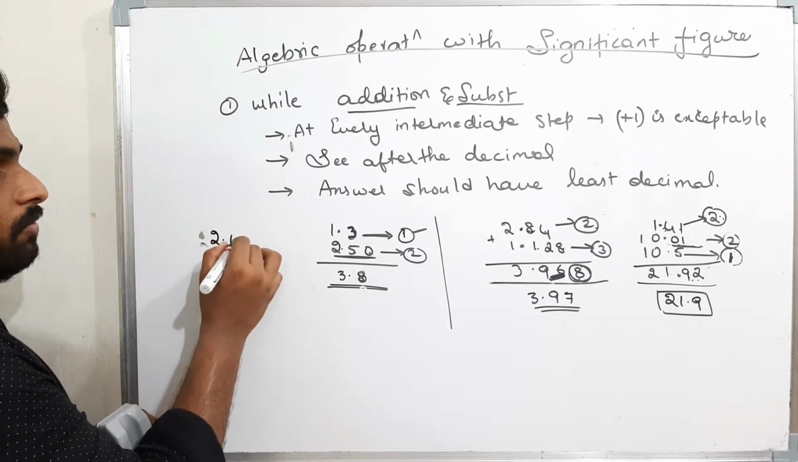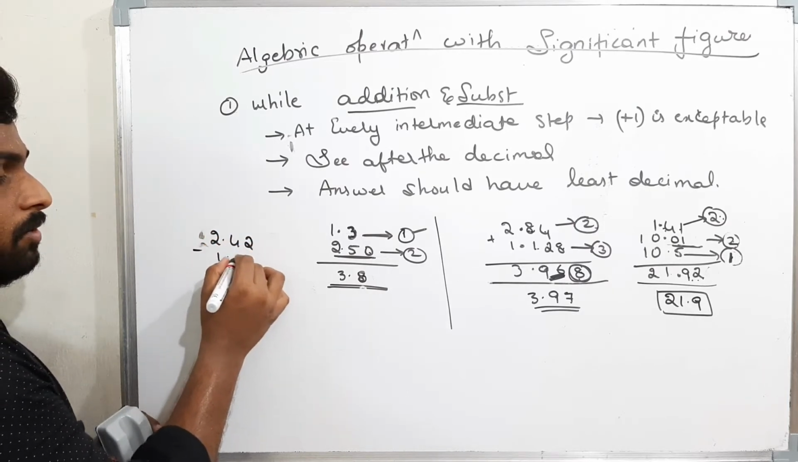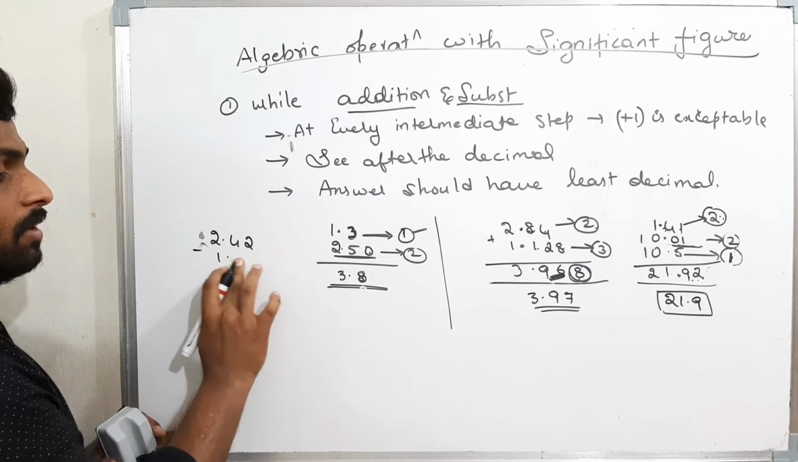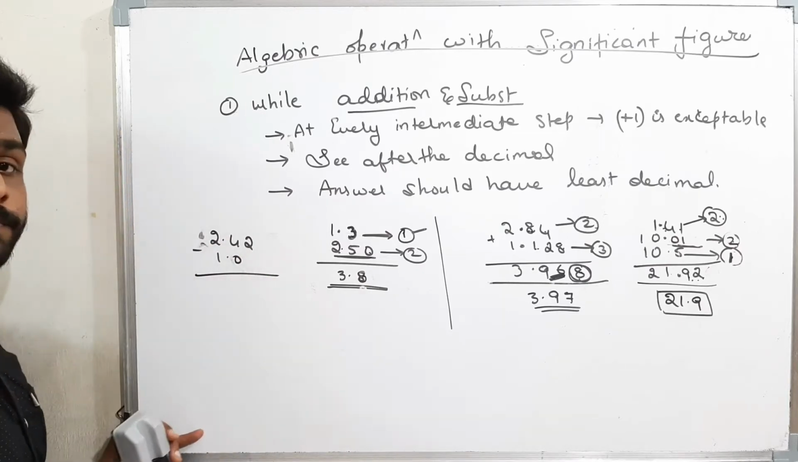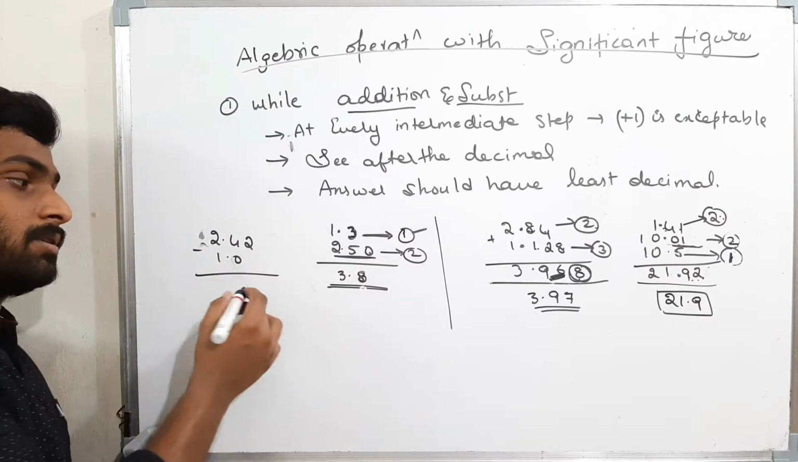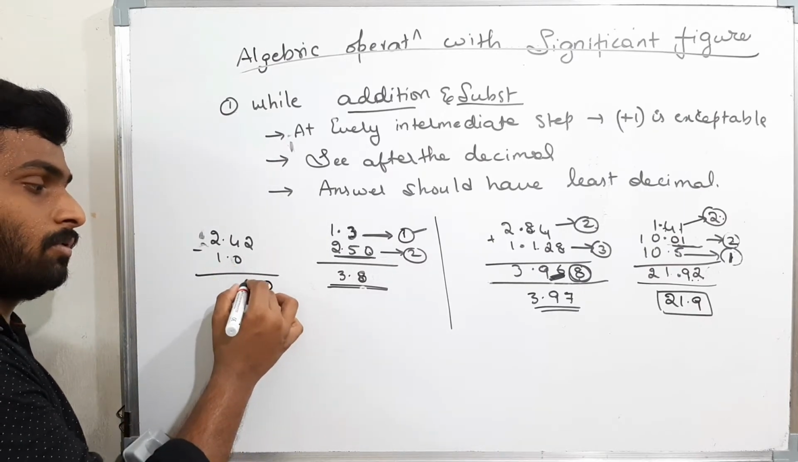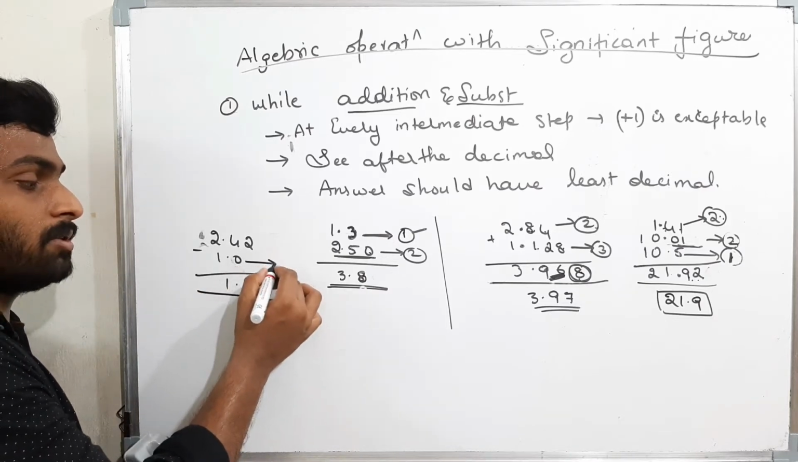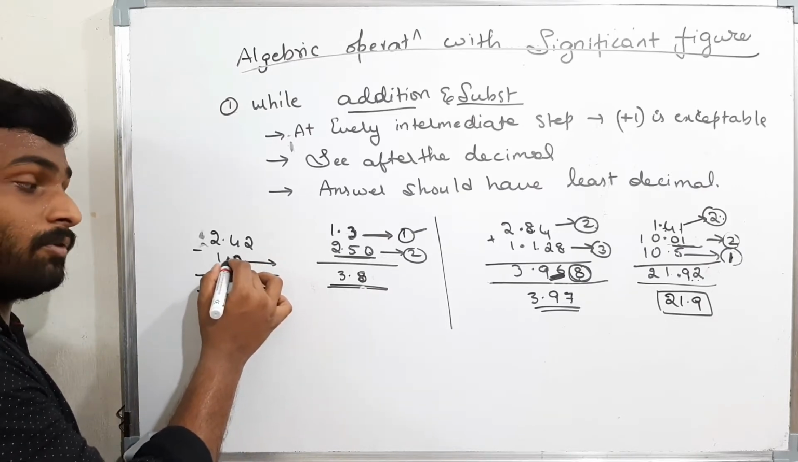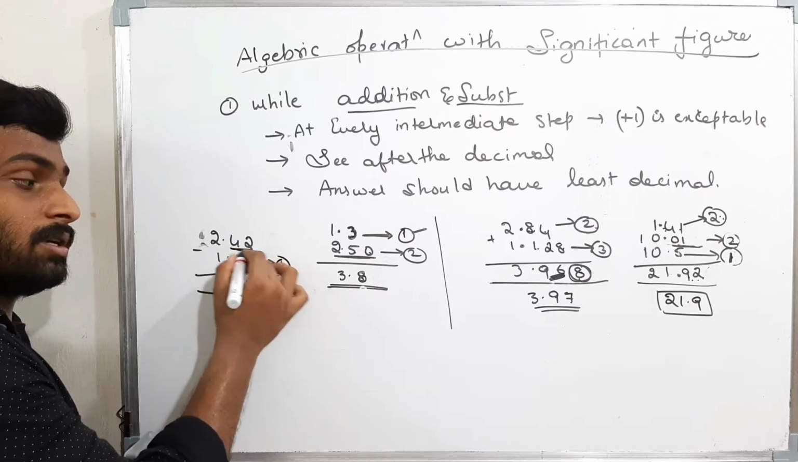Like 2.42 minus 1.0. Now show me the answer for this. What is the answer for this? The answer for this is 1.42. But in here, how many digits are there after the decimal? 1. But here, how many digits are there after the decimal?